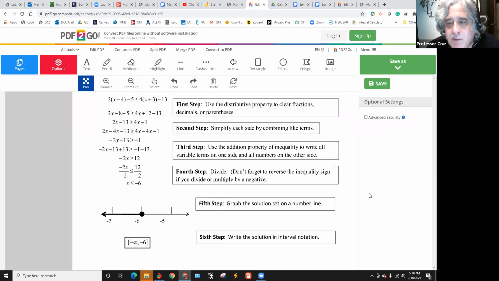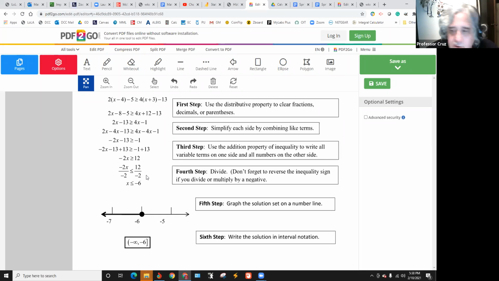All right, 2 times x minus 4 minus 5 is greater than or equal to 4 times x plus 3 minus 13. Two distributions: 2 times x is 2x, 2 times negative 4 is negative 8, bring down the negative 5, and then 4 times x plus 3 is 4x, and then 4 times 3 is 12, and then negative 13 comes down. Combine anything that's alike: negative 8, negative 5 is negative 13, and 12 take away 13 is negative 1.